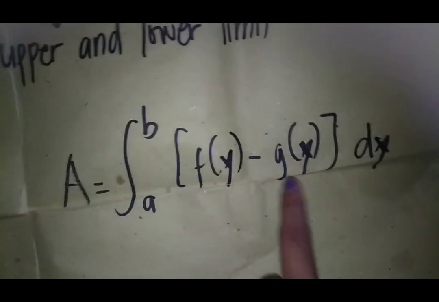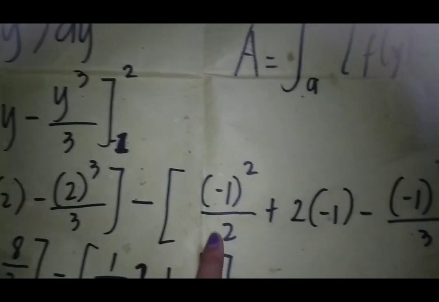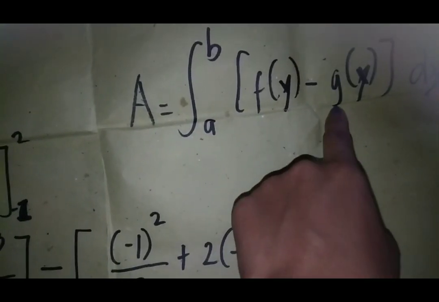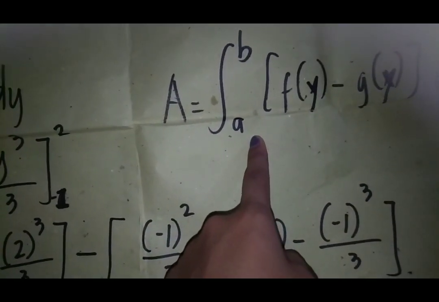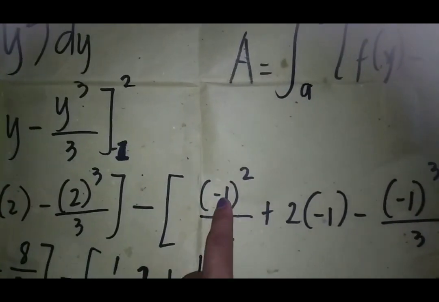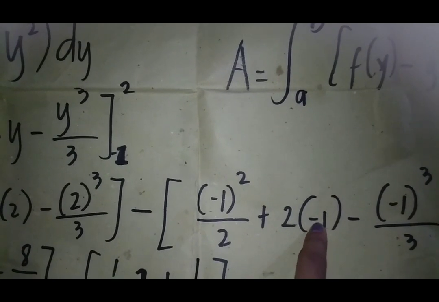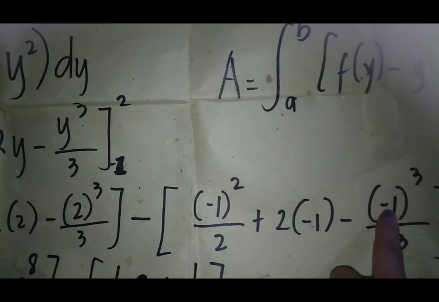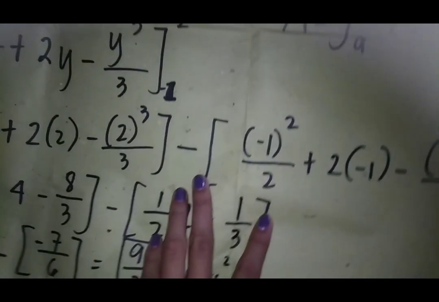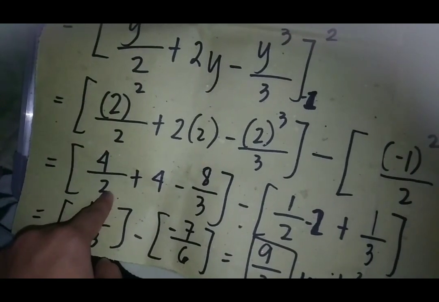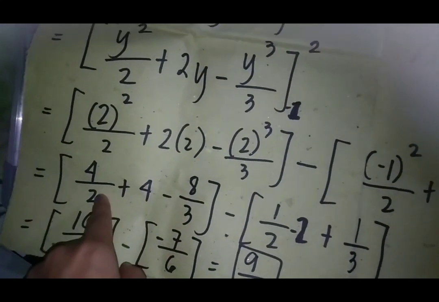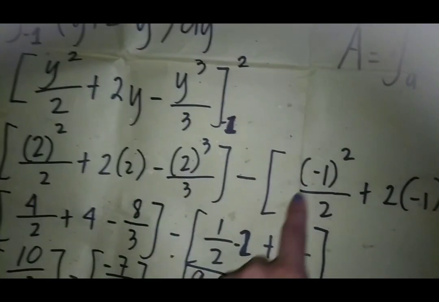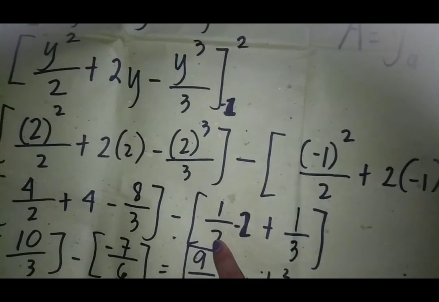Minus, since our formula is this one, we need to subtract. We have negative 1 since our lower limit is negative 1. We need to subtract the lower limit from the upper limit. So since we have negative 1, we have negative 1 squared over 2 plus 2 times negative 1, and we substitute the values of our variable y here, minus negative 1 cubed over 3. Okay, so 2 squared is 4 halves, or 2. Then 2 times 2 is 4. Then 2 cubed is 8 over 3. Minus, the negative 1 squared is positive 1 over 2.